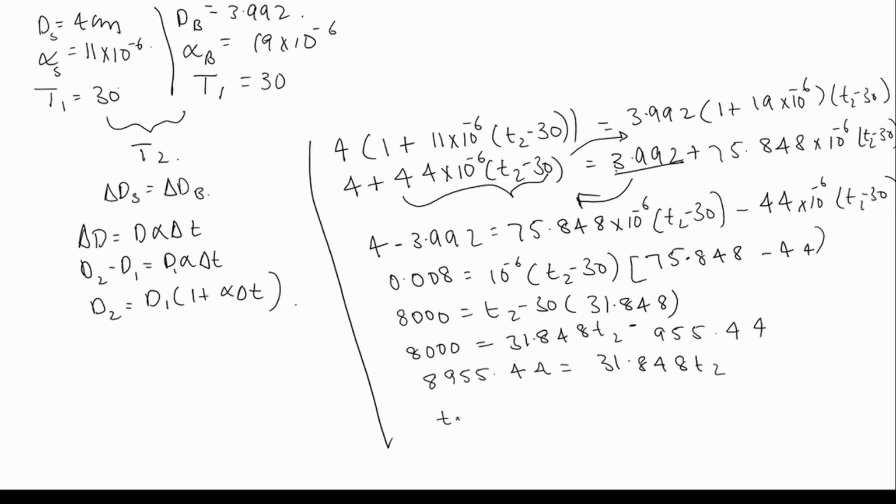So T2 is equal to 8955.44 by 31.848. This value is approximately equal to 281.1 degrees. So if you approximate it, you will get 280 degrees Celsius. So the option is C.